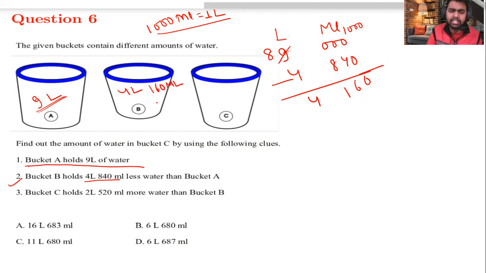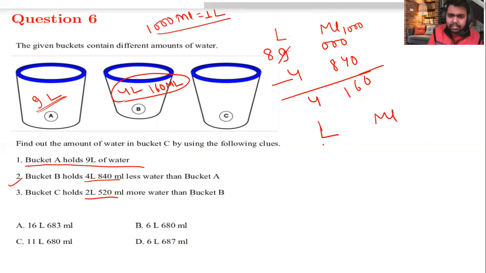It is its capacity. Read about bucket C. Bucket C holds 2 liter and 520 ml more water than bucket B. That means whatever water we have in bucket B, bucket C is holding more water. And how much more water is it? It is holding 2 liter and 520 milliliter. That means here I have to add. Again, I'll make the same chart. No need to convert any. Right here I have liter, I have milliliter. This time I have to add.